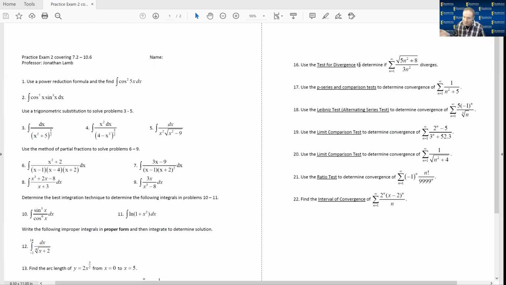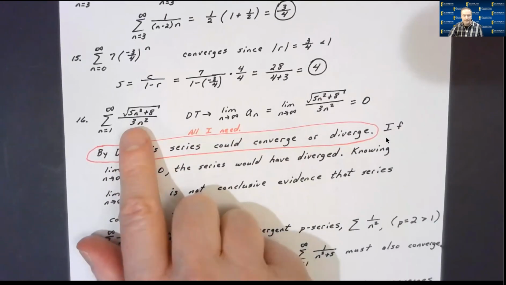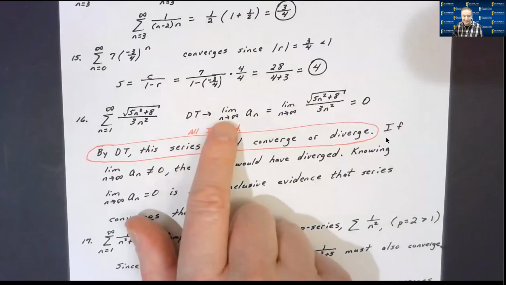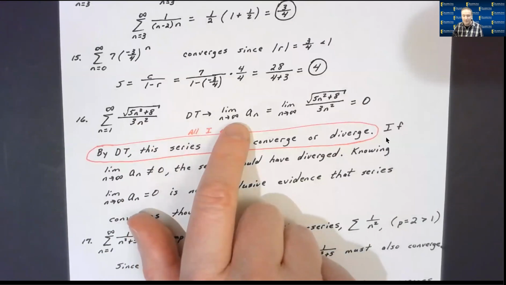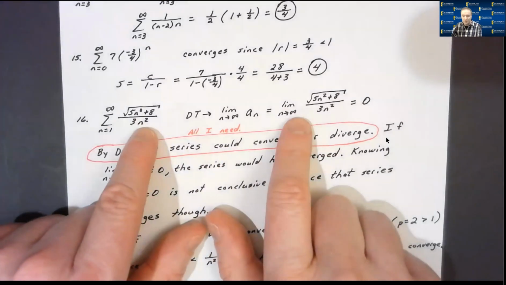Please don't say too much with the test for divergence and say, well, by the test for divergence, it converges. I will mark that wrong all day. The test for divergence never says something converges. It can only tell you if something diverges. Now, let's look at that within this problem. So here was the series I gave you. Now, what does the divergence test do? It just says take the limit as n approaches infinity of the general term, the limit as n approaches infinity of this general term here.